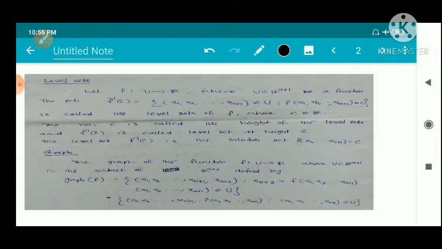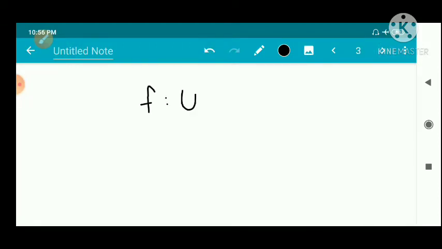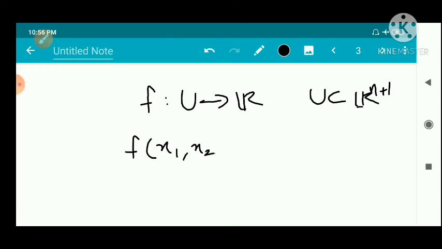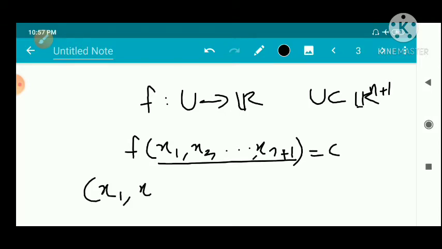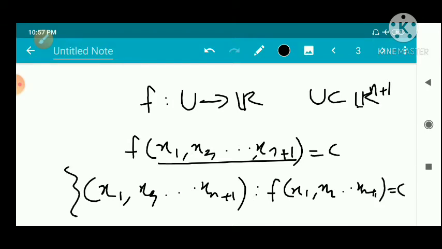That is, the level set of a function f is the solution set of the equation f(x1, x2, ..., x(n+1)) equal to c. We have a function f from U to R, where U is a subset of R^(n+1). Then the level set of f is the solution set of the equation f(x1, x2, ..., x(n+1)) equal to c. That means solution set means the (n+1)-tuples (x1, x2, ..., x(n+1)) such that it satisfies the equation f(x1, x2, ..., x(n+1)) equal to c. This is the level set, and it is denoted by f inverse of c.